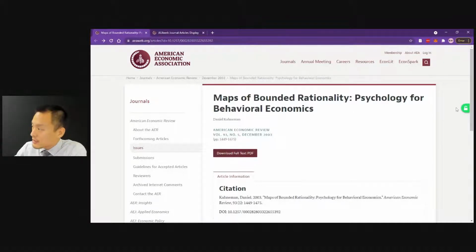But you will notice that I have this little green icon on the right, which will allow me to download the paper, right?